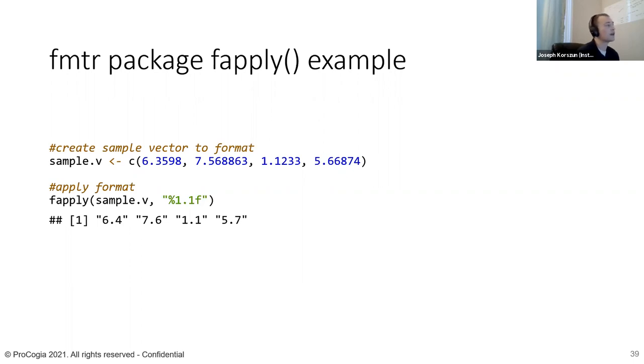And what we're going to do is take the function fapply from the SASE package. We're going to apply that on our sample data set. And we're going to specify that we only want to see one decimal point for the output, right? So it can have as many leading integers as possible. So the wildcard symbol of percentage, and then we have a specified floating format there. And you can see the output is 6.4, 7.6, 1.1, and 5.7. So that will round the data to the appropriate decimal precision. It's useful functionality for quickly applying different formats.